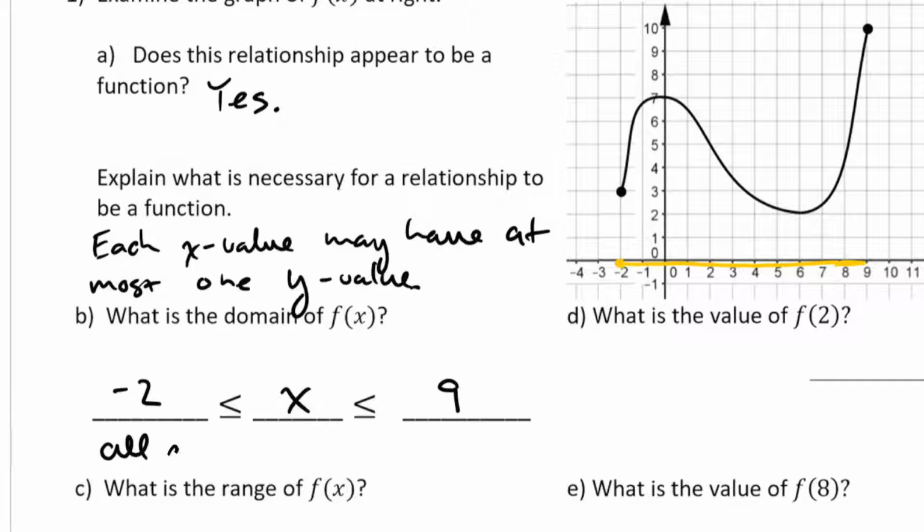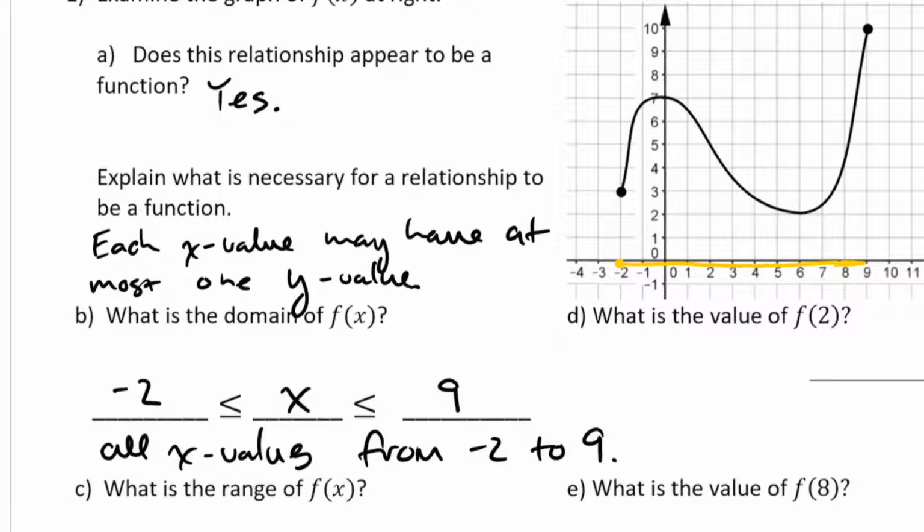But you can also just write it in words. You can say all x values from -2 to 9. And at this point, this early on in Math 1, I'm okay with not even being really particular about whether or not the endpoints are included or not.